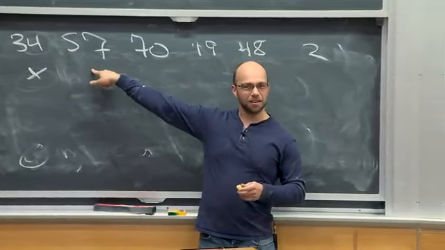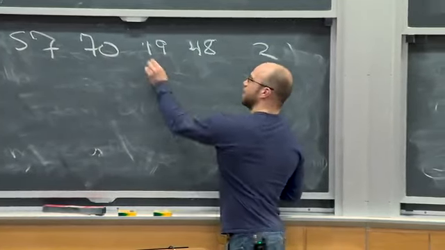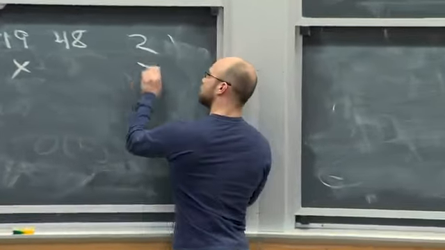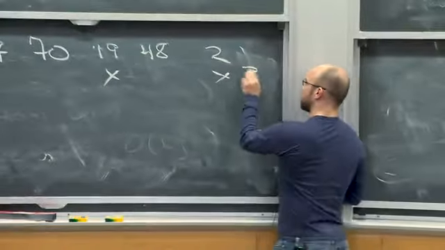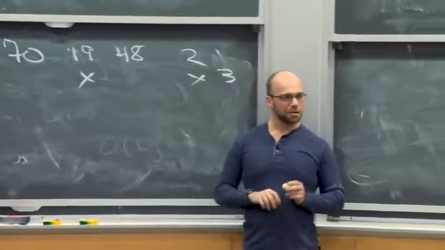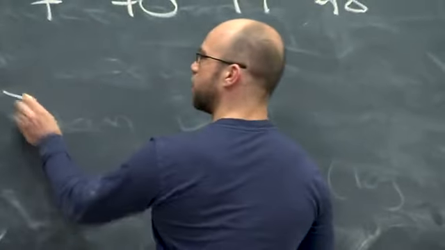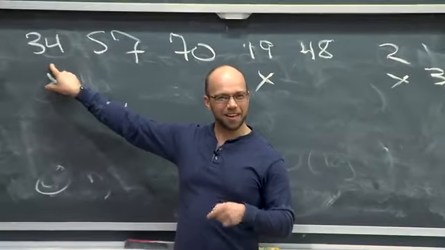So 57 does not, right? That's bigger than 34. Similarly for 70. Aha! The 19 goes with the wind. 48's bigger, and the 2 goes. So element number 1 of my array would be 3, right? 3 things get blown over. Okay, for the next guy, the 57 gets blown over. It does not blow over the 34 because my wolf only knows how to blow to the right.